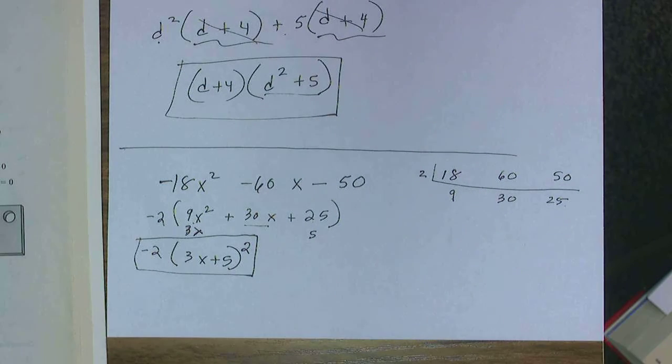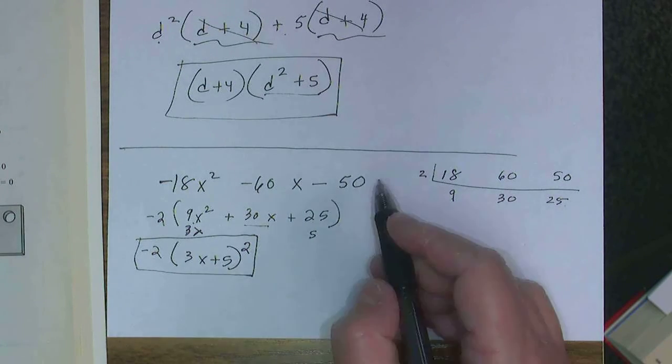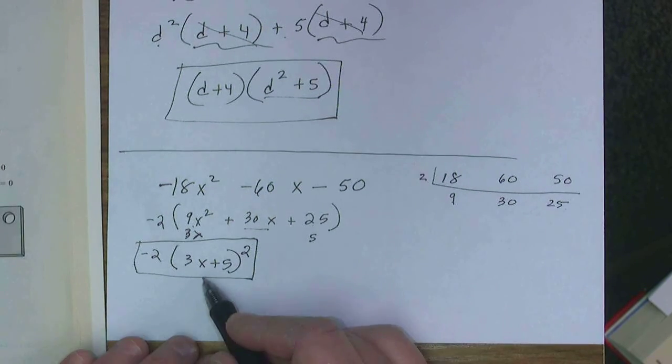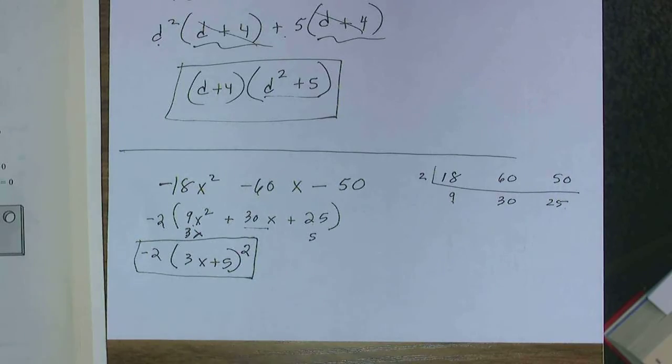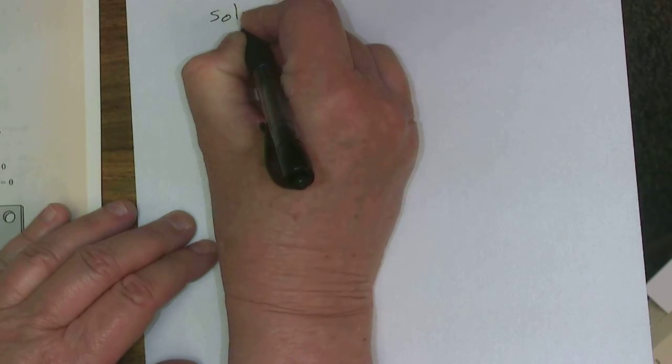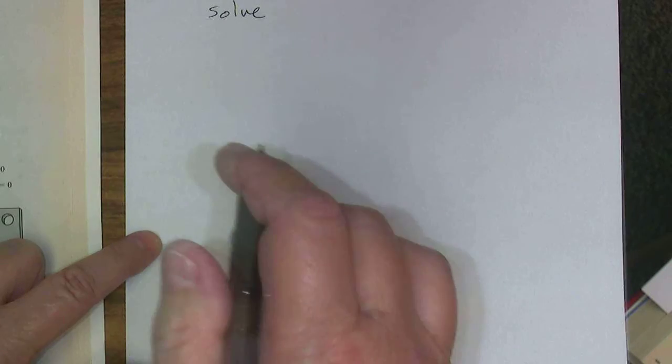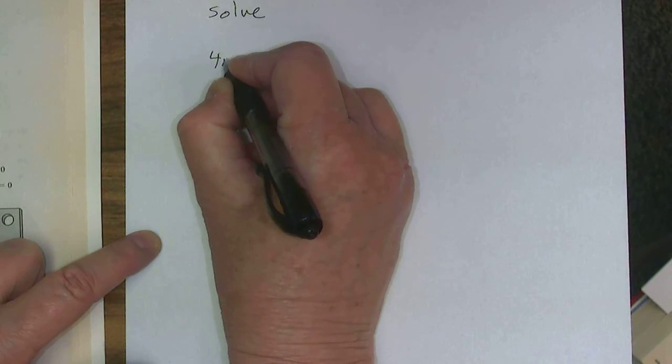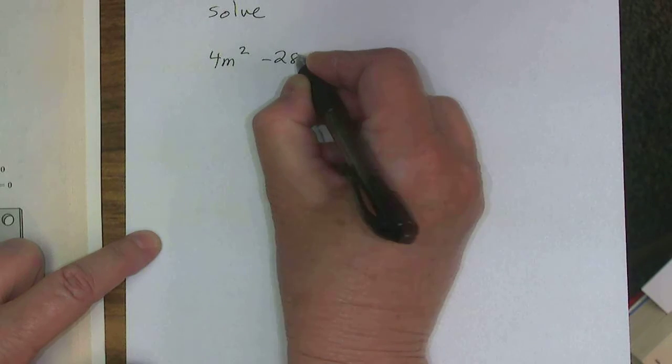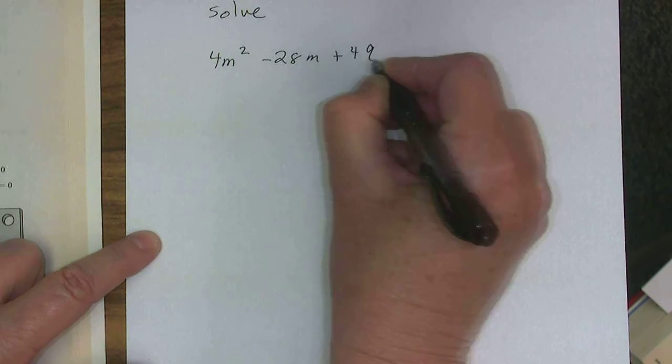Now, if we were solving these, we would simply have it set equal to 0. We would come down here and we would set the factor equal to 0. Let's look at an example to solve. So let's say we want to solve 4m squared minus 28m plus 49 equals 0.